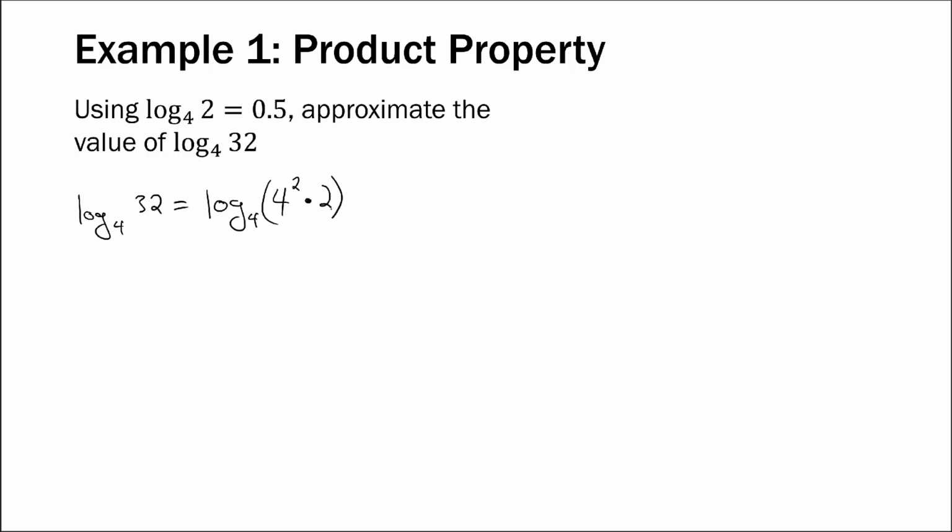times 2. So now we're going to use our product property, because I've got 16 times 2 ultimately in my logarithm. Since I have this multiplication, and again, it's got to be inside the logarithm, now I can break this apart and say log base 4 of 4 squared plus log base 4 of 2. That's all I'm doing, going back to our product property.